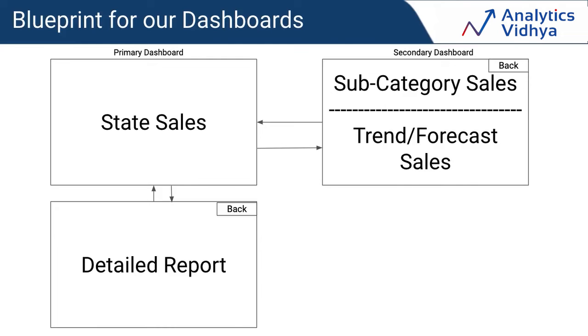So let's just count the number of elements that we have to design in Tableau. We have the state sales visualization, that's one. In the secondary dashboard, we have subcategory sales and forecast sales, that's 2 and 3. We also have the back button. So this will require us to create a new view, a new sheet in Tableau. So we'll count this as an element, that's 4. And finally, we want a detailed report, that's 5. So basically, we need to drop 5 elements in Tableau.